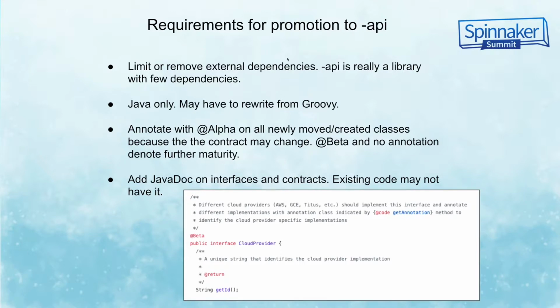First, it needs to be Java, so you may have to rewrite something that's already in Groovy. We annotate it with alpha if it's brand new. Beta or no annotation would reflect that it's more mature. And it needs to have good documentation since it's an API, so we need to put JavaDoc on interfaces and contracts. Existing code may not have it yet.